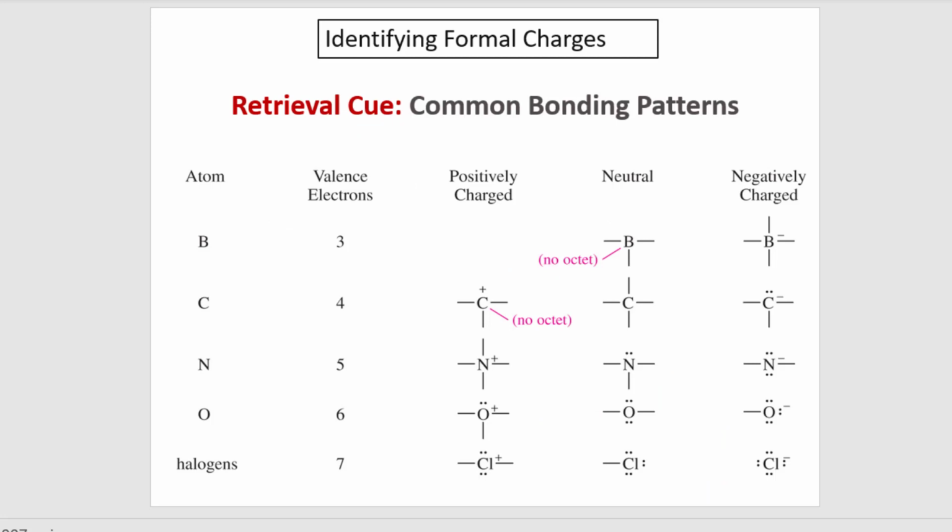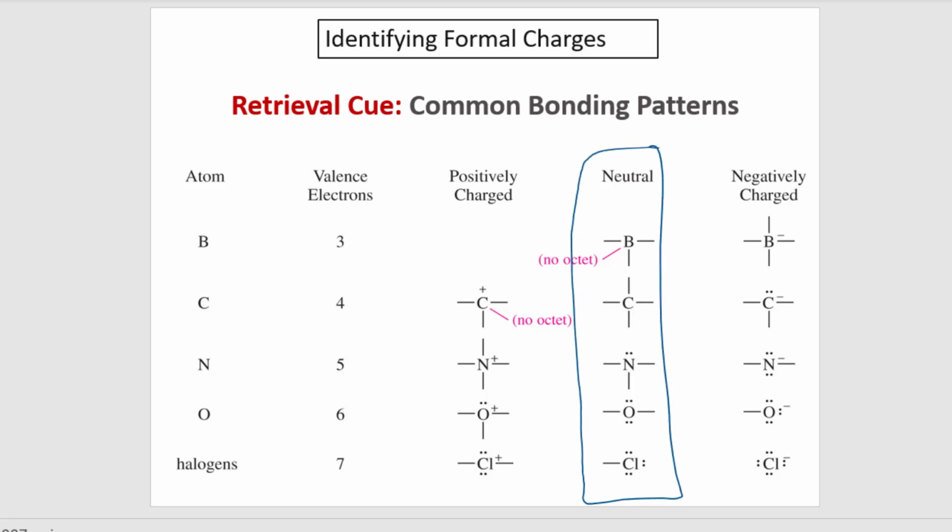I think you should come up with a set of training cards for yourself and expand on the retrieval cue called common bonding patterns. I showed you the common bonding patterns for carbon, nitrogen, oxygen, hydrogen, and the halogens. I want you to expand that set so that you're used to these atoms outside of their normal bond trends, because we're going to see them outside of their normal bond trends as well. It's important to first start with what's normal, right? This is the what's normal.